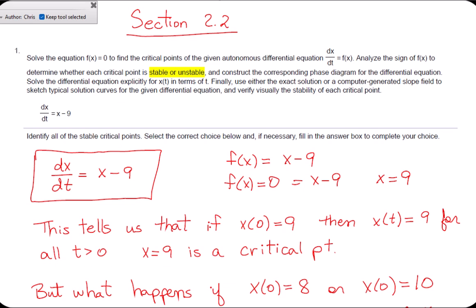So in this section, we've got a lot of ugly algebra, but more importantly, we're looking at the right-hand side of the differential equation, and we're trying to determine where the critical points are, and around these critical points, what's going to happen if we change the initial conditions. Is the critical point stable or unstable?